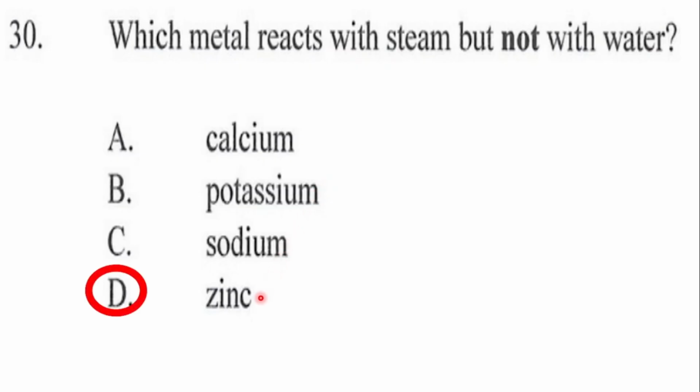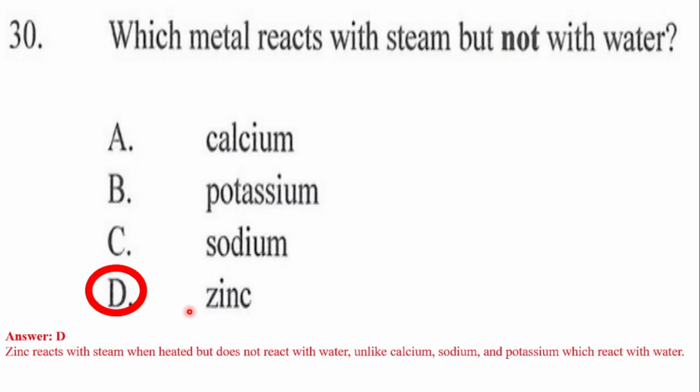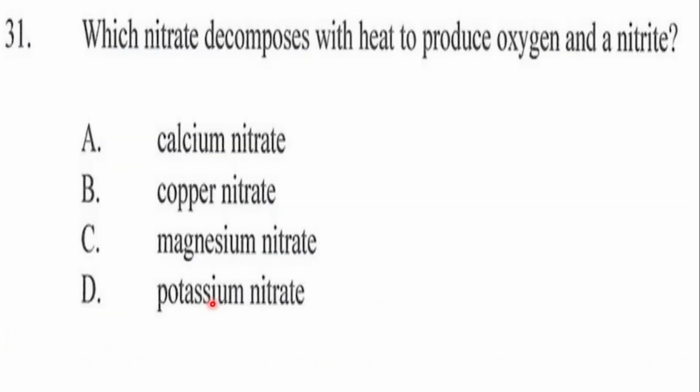The correct answer is definitely going to be D, zinc, because zinc reacts with steam when heated but does not react with water, unlike calcium, sodium, and potassium, which react with water. So the correct answer is definitely going to be D, zinc. Let's move on to question number 31, and it says which nitrate decomposes with heat to produce oxygen and a nitrite? Is it A, calcium nitrate, B, copper nitrate, C, magnesium nitrate, or D, potassium nitrate?